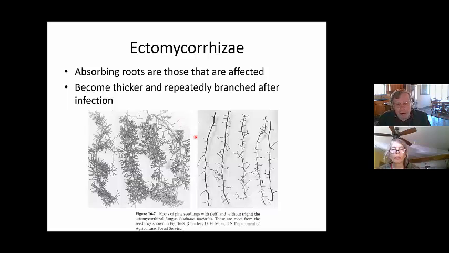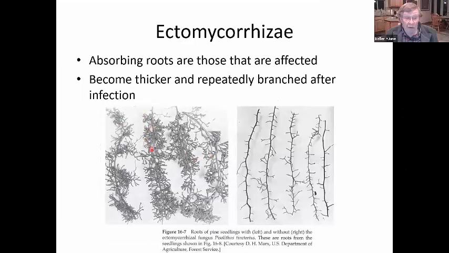The absorbing roots are those that are affected, and they become thicker and more branched repeatedly after they're infected. In the figure on the right, you have pine roots that are not infected with mycorrhizae, and you can see the branching pattern on those. And on the left, you see the pine roots that have mycorrhizae formed on them. They have much more branching, they're much thicker, and they don't have root hairs because the mycelium, the hyphae of the mycorrhizal fungus, is what allows them to absorb. So they become thicker and more repeatedly branched once they get mycorrhizae.